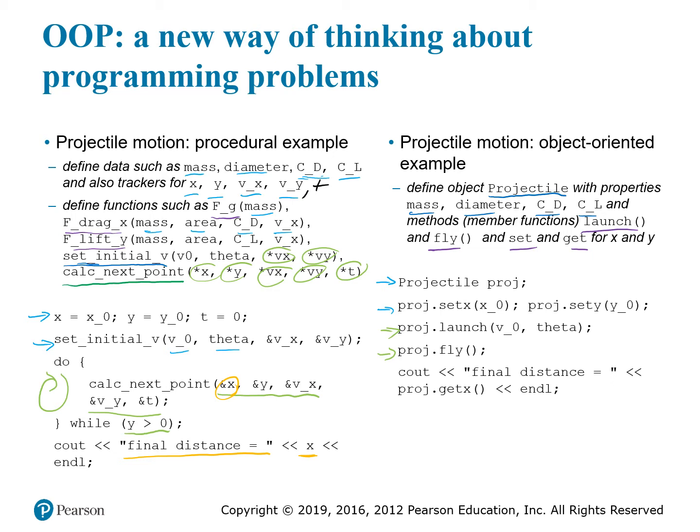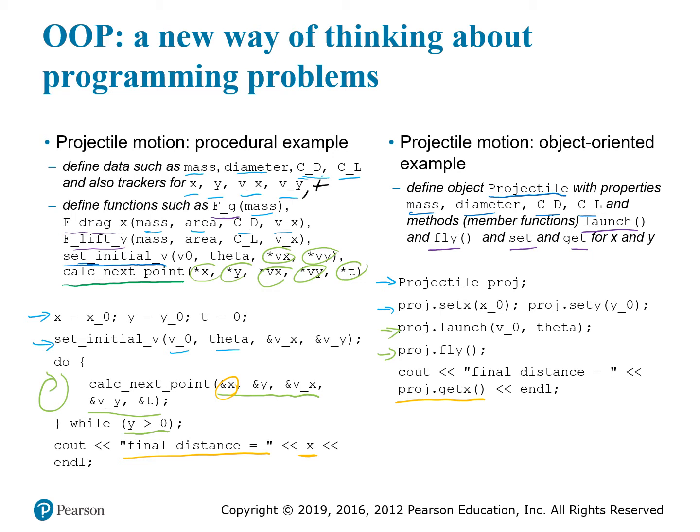And then at the end, I say cout final distance equals projectile.getX. Okay, at the end of my flight, projectile has stored its x value somewhere. Where, I don't know. It's internal, it's hidden, I don't care. I just know that I can get that x value from the object and report that as the final distance on my simulation. Okay.